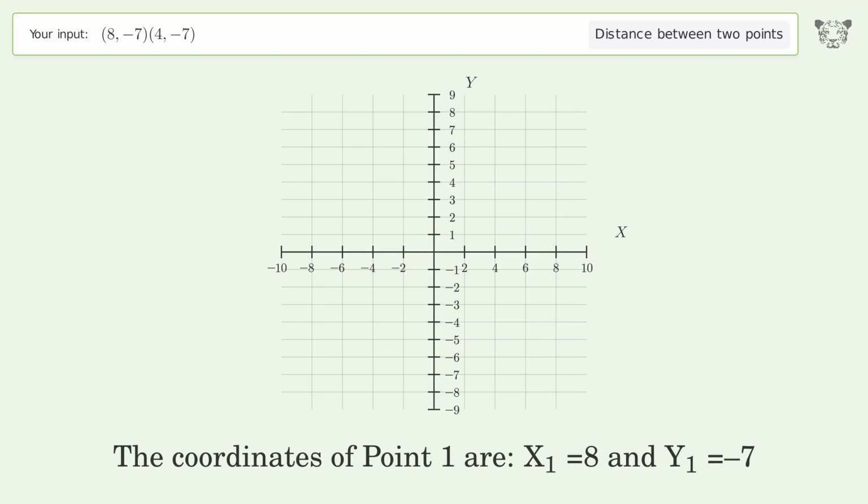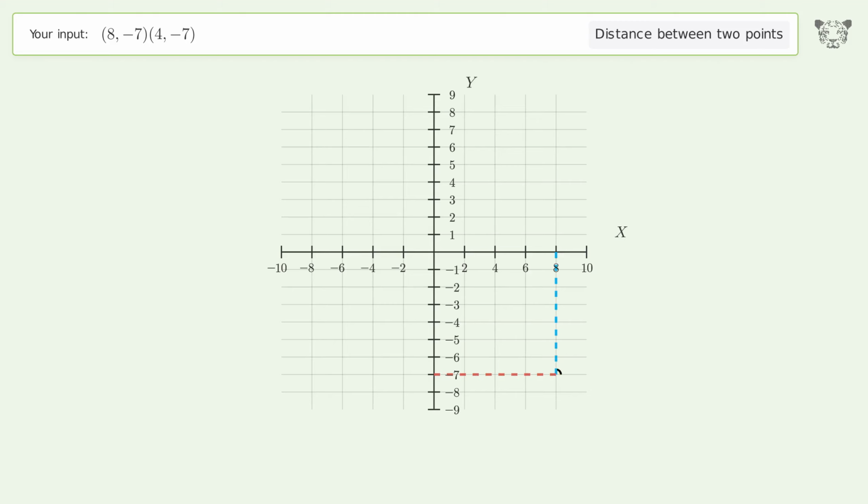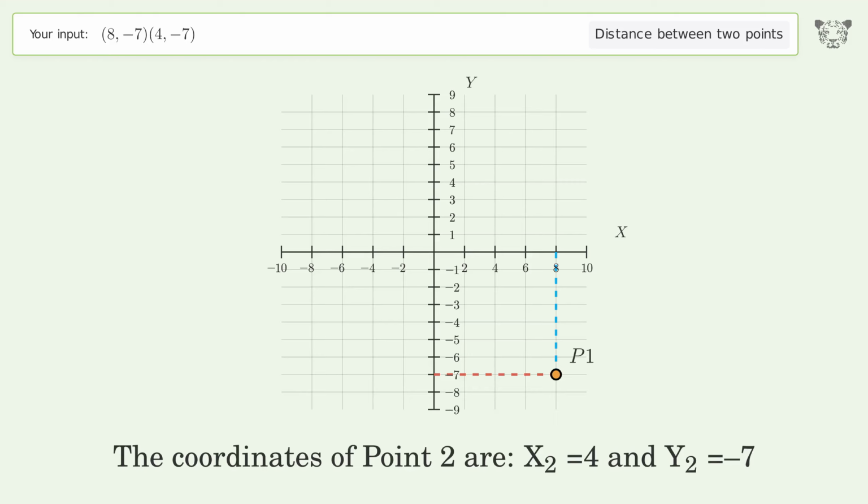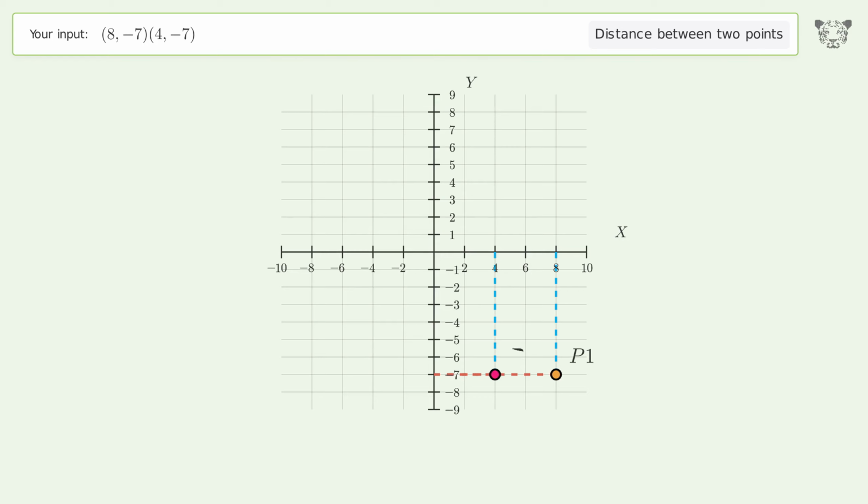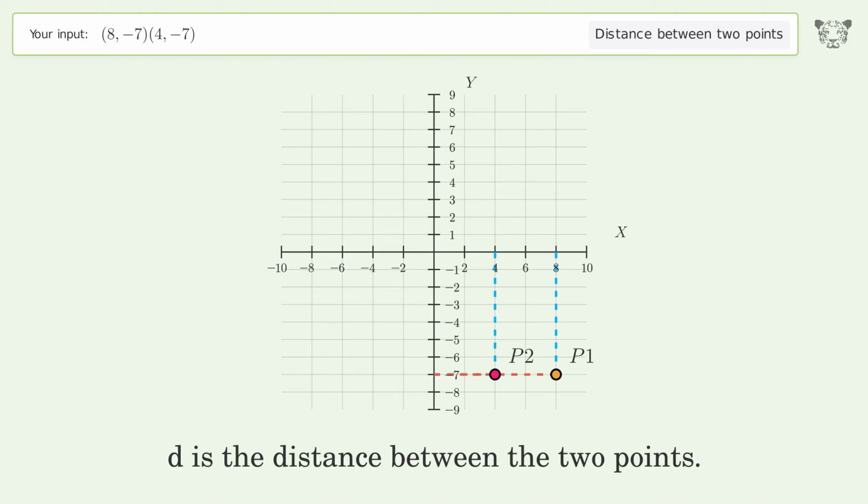The coordinates of point 1 are, x1 equals 8 and y1 equals -7. The coordinates of point 2 are, x2 equals 4 and y2 equals -7. D is the distance between the 2 points.